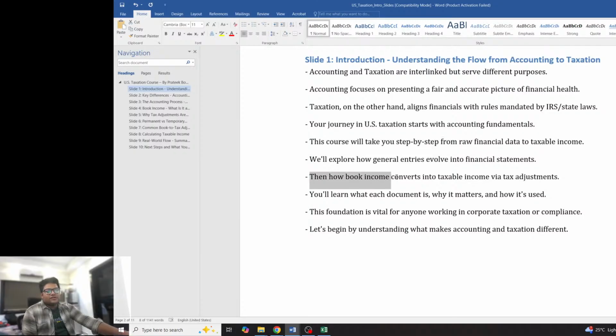Now, how does the book income convert into taxable income? There's something called tax adjustments. There can be cases where the book income includes certain deductions which at the book level it is fine to claim, but the IRC might have different rules for it. The IRS might have different rules for it.